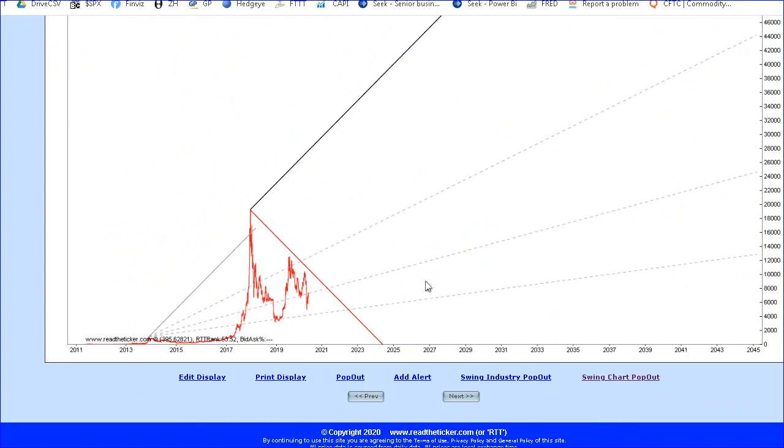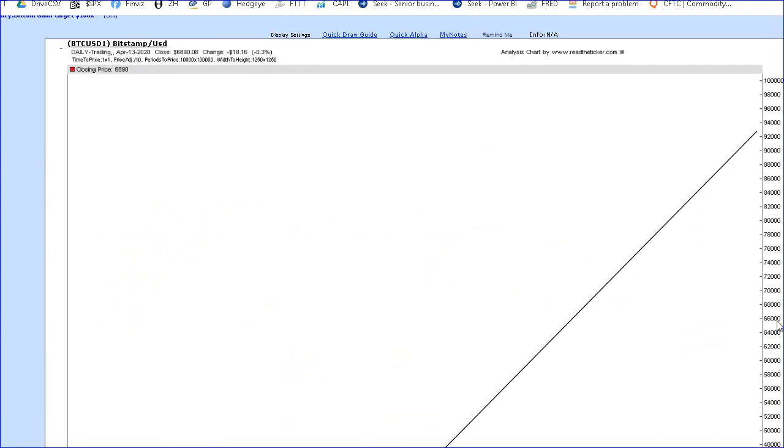Now, the reason why it's so small down here, the Bitcoin price is small in the corner, is because I want to project to $100,000 Bitcoin. There's $100,000 up there. And by the way, we're using Bitcoin on US dollar daily trading. It's a Gann angle chart.